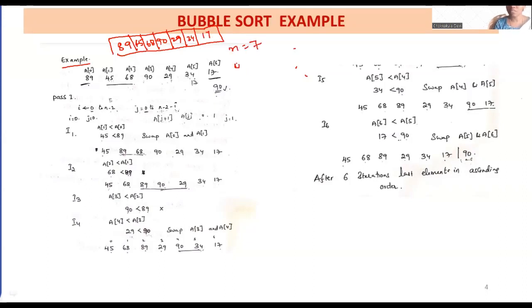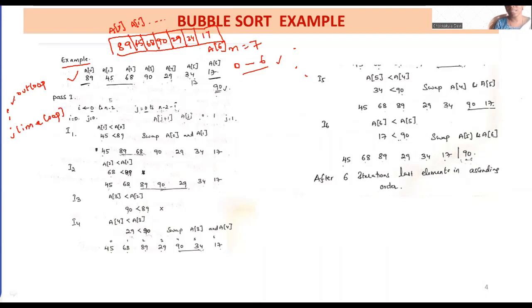The index starts from 0 to n minus 1, that is 6, and each and every element is represented. This is A of 0, this is A of 1, and so on, A of 6. That is the representation given here. A of 0 is 89, A of 1 is 45, and so on. A of 6 is 70. Now try to apply our algorithm. We know we have 2 loops, i and j. This is your outer loop. Your i controls the outer loop and your j controls the inner.